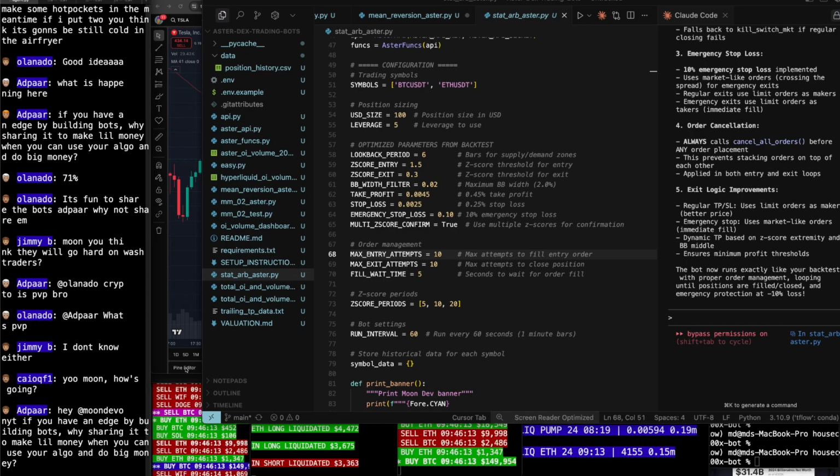Adpar says, hey, Moondev, if you have an edge by building bots, why share it to make little money when you can use your algo to make big money? Because I believe U plus me equals 3. I believe that nobody else is going to share this information. I'm here for a much bigger calling than just making a bunch of money for myself building trading bots.